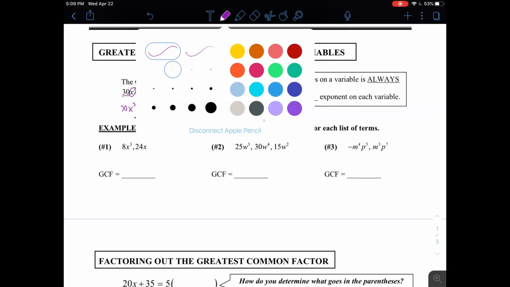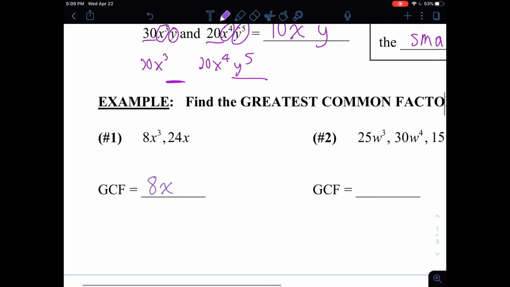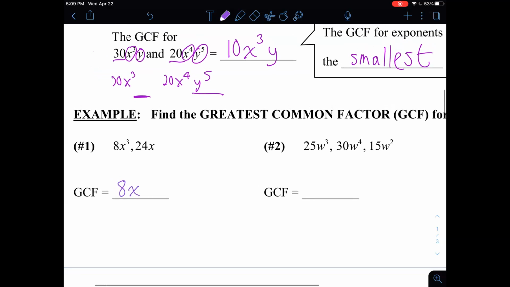All right, next. What's the biggest number that goes into 8 and 24? Hopefully you said 8. And what's the smallest exponent, x to the third or x? So 8x is going to be our answer. Nice. All right, and then we have 25w to the third, 30w to the fourth, and 15w squared. What's the biggest number that goes into 25, 30, and 15? Hopefully you said 5. And then what's the smallest exponent, 3, 4, or 2 in the w's? It's going to be 2, so we get 5w squared.